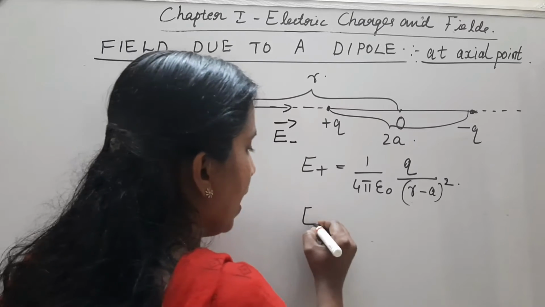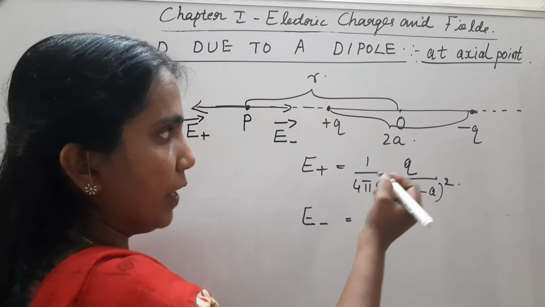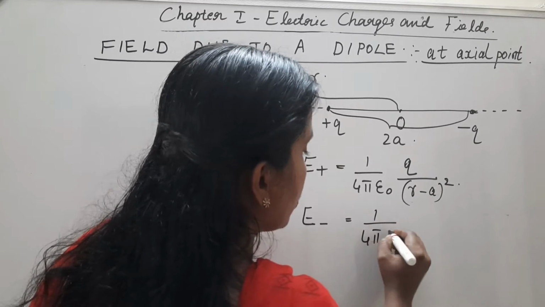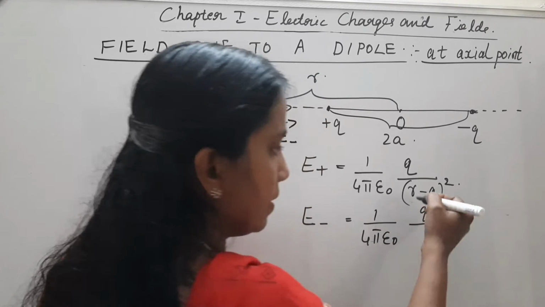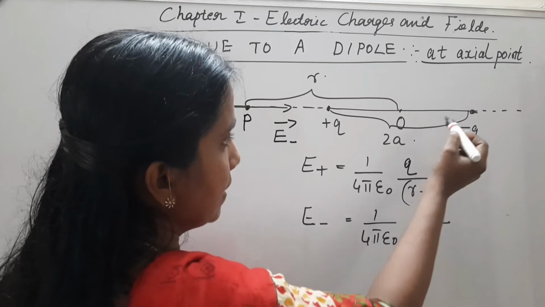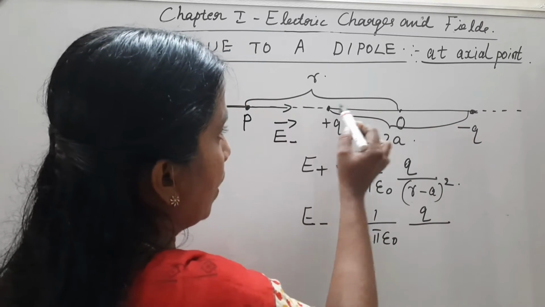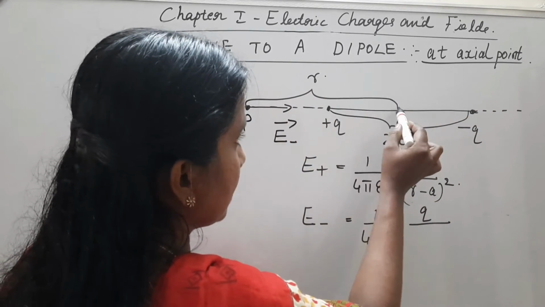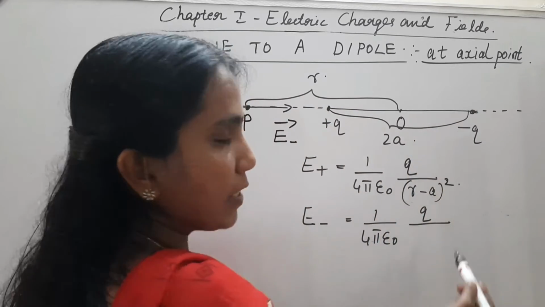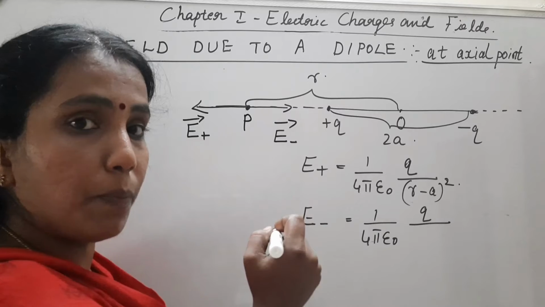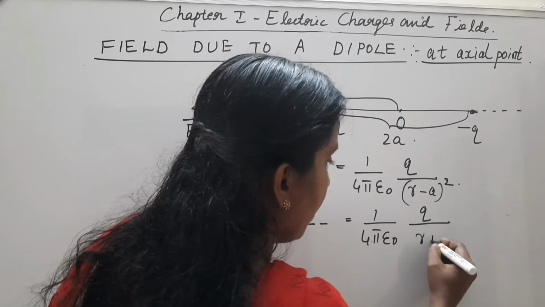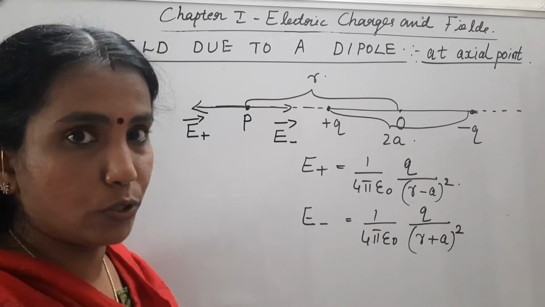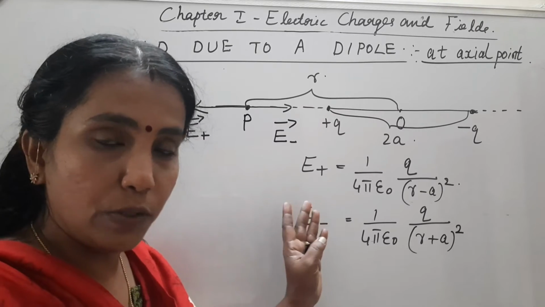square. Similarly, if we write the expression for E minus, the magnitude of electric field due to negative charge, E minus will be 1 by 4 pi epsilon 0 Q divided by, that charge is the same, then the distance is from negative charge to the point P. So this whole distance is 2A actually, but here this distance is R. So R plus half length of the dipole, so that distance will be R plus A. So the E minus expression becomes 1 by 4 pi epsilon 0 into Q by R plus A whole square. So obviously the magnitudes are not equal.